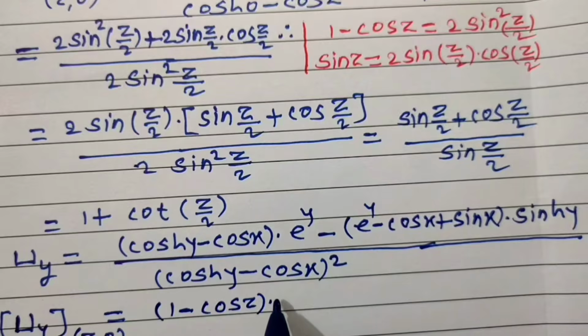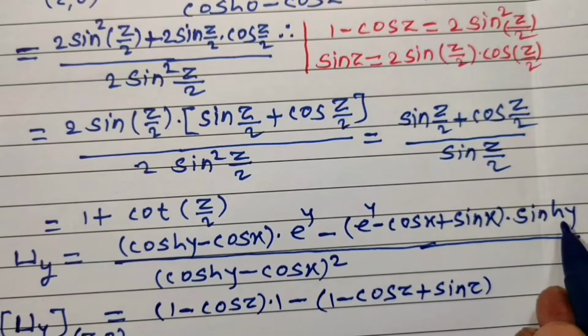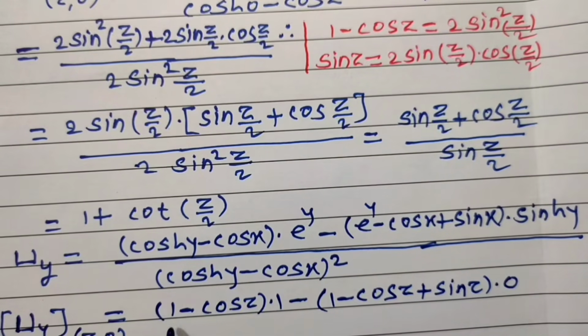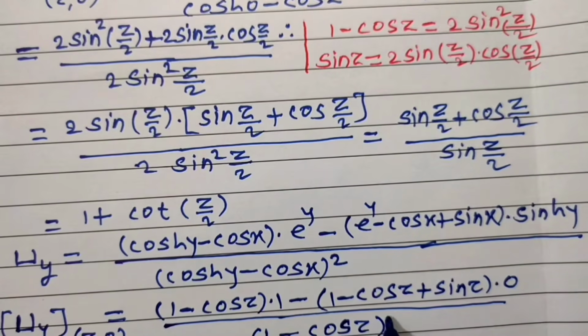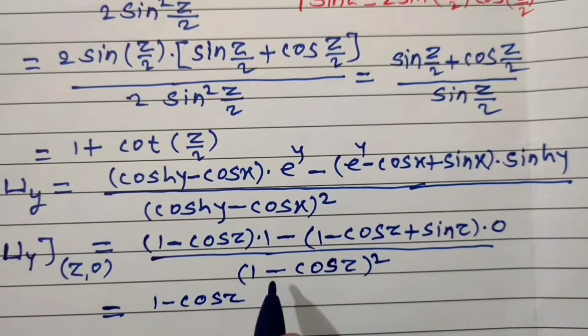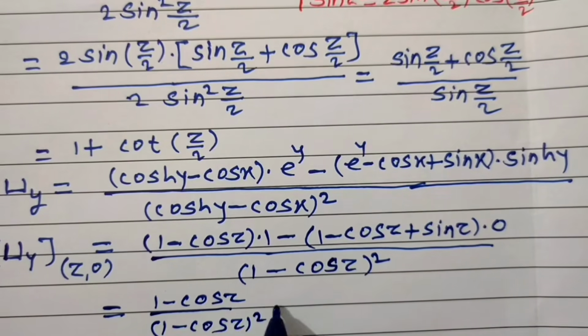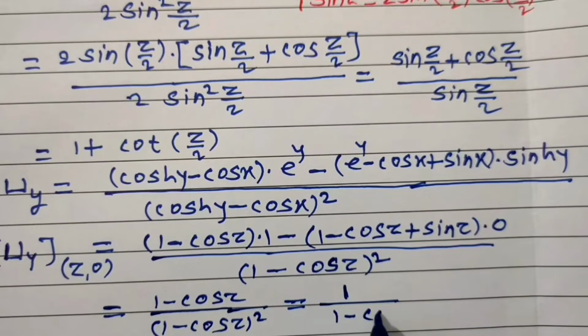E to the power 0 is 1, minus e to the power 0 is 1, minus cos z plus sin z into hyperbolic sin 0 is 0, divided by (1 minus cos z) whole square. In the numerator, this term becomes 0, only the first term remains. Hence u_y at (z, 0) is (1 minus cos z) divided by (1 minus cos z) square, and this is equal to 1 upon 1 minus cos z.